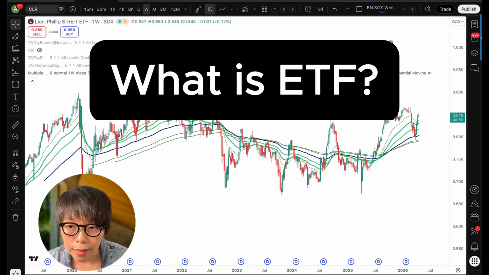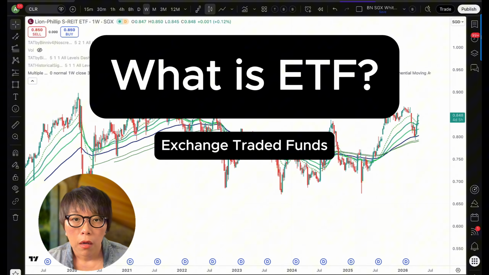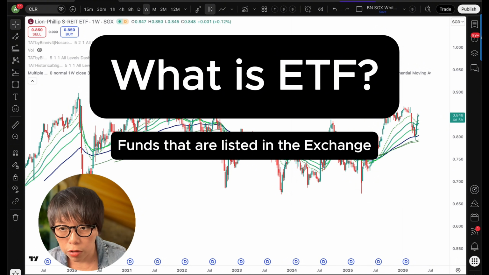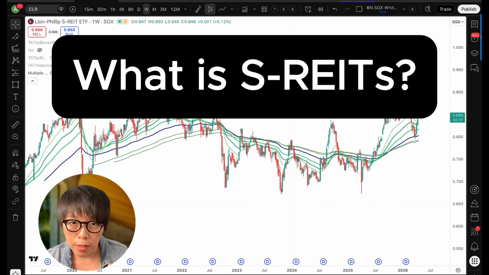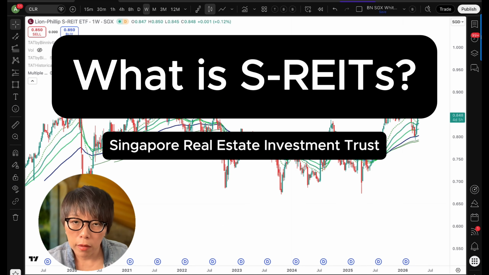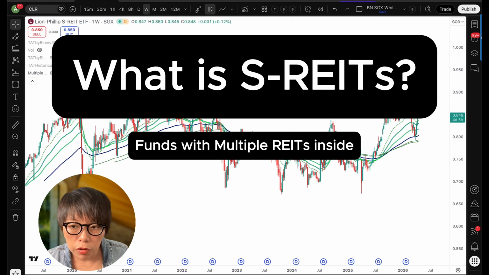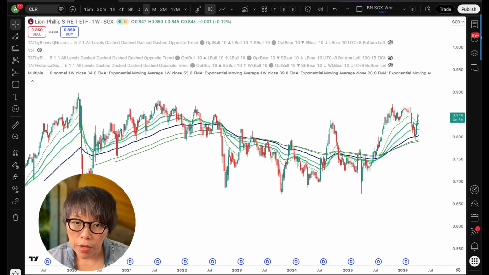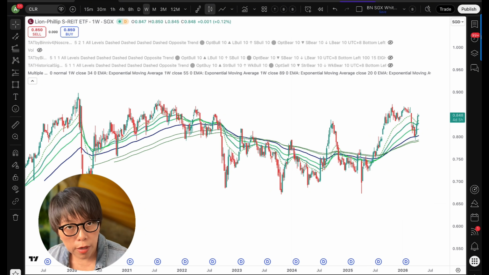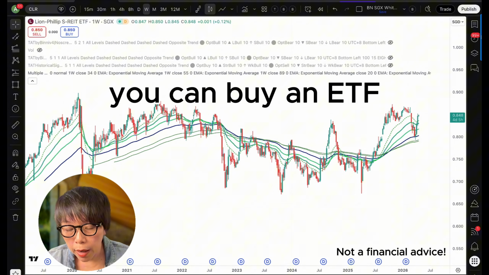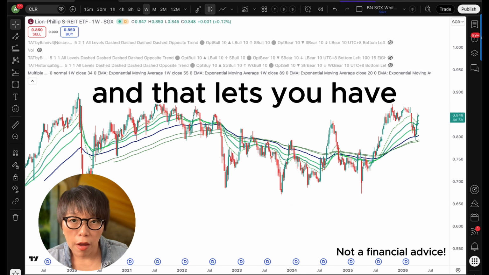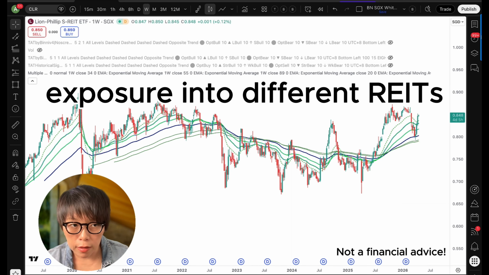So let's talk about what an ETF is. ETF is exchange traded funds. So instead of buying mutual funds, these are funds that are listed on the exchange, so it's listed on SGX. Then what are S-REITs? S-REITs are Singapore REITs. So instead of buying just one REIT, this is a fund that has multiple different Singapore REITs inside, and it is listed on SGX, an exchange, and that's why it's an ETF. So instead of just buying one REIT, you can buy the ETF, and that lets you have exposure to the different REITs that this ETF is holding.